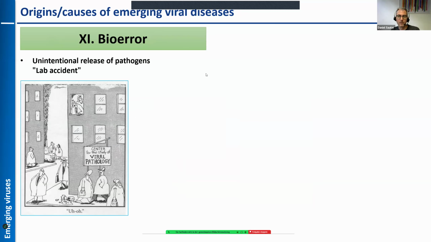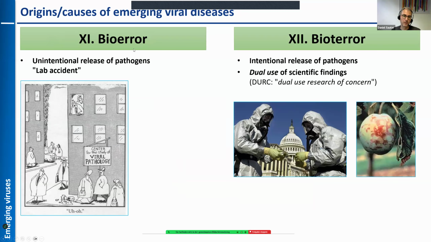Then there are two terms that we need to talk about. This would be bioerror and bioterror. Bioerror actually means the unintentional release of pathogens. We can refer to this as a lab accident. That's why we need specific safety measures. We know these 4 biosafety levels that are used around the world, starting from biosafety level 1 to biosafety level 4, which would be the highest one, just to enable researchers to work with dangerous viruses under safe conditions that prevent an unintentional spread of the virus into the environment.